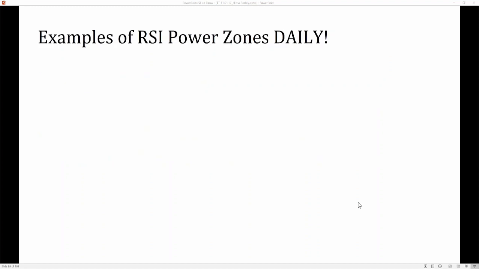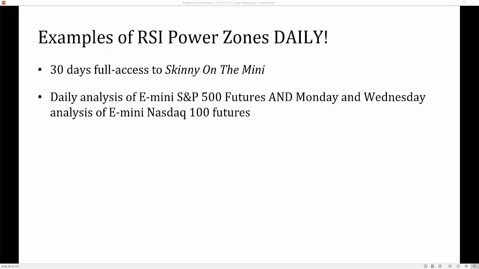Now, you're also going to get examples of RSI power zones daily. How? Well, because you're going to get access to my Skinny and the Mini. I'm very excited to say that since the last time I offered this workshop, the Skinny and the Mini member portal in my new system is officially complete. So not only are you going to just get the email reports, the way I still do it for my subscribers, you actually get full access to everything a Skinny on the Mini member gets.